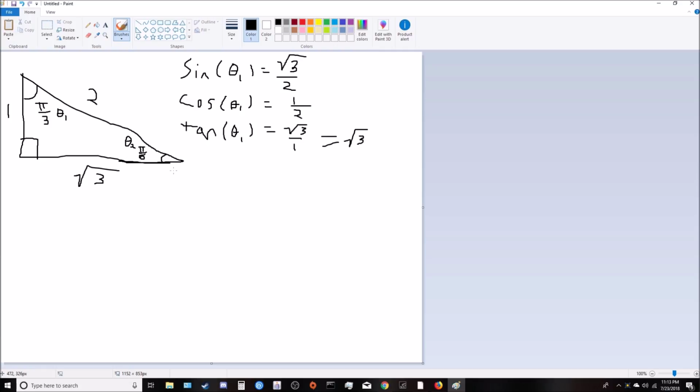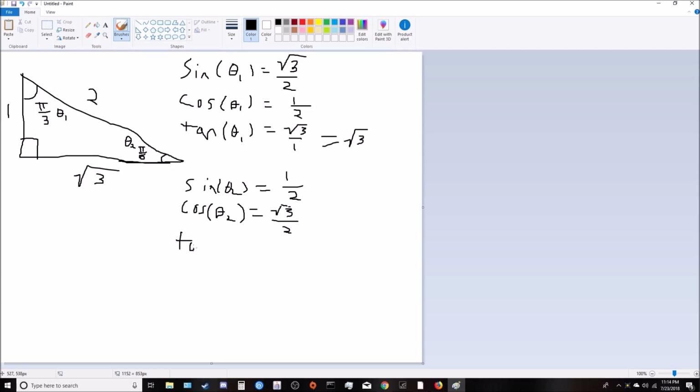And what about this other angle, this theta sub 2? Well, the sine of this angle, again, is going to be the opposite over the hypotenuse. So the opposite in this case is 1, and the hypotenuse is 2. So that's going to be 1 over 2. The cosine of theta sub 2 is going to be the adjacent side over the hypotenuse. The adjacent side in this case is going to be root 3, and the hypotenuse is, of course, 2. So that becomes root 3 over 2.